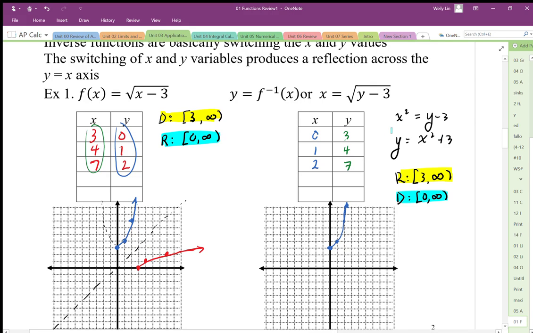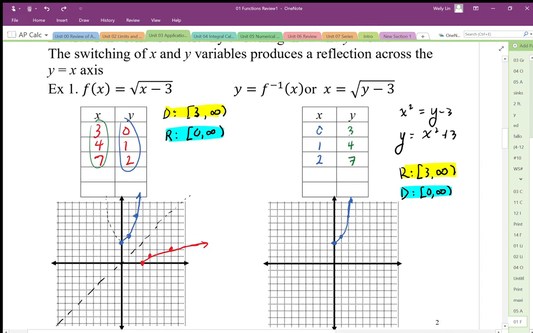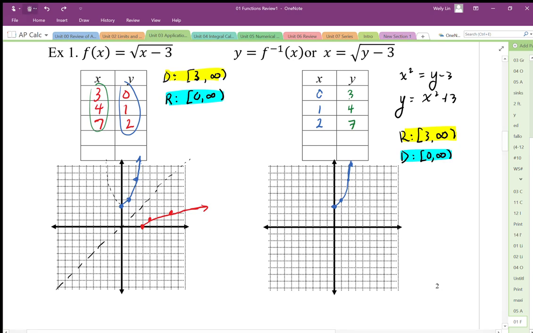Otherwise, we may state that this is the inverse. Well, technically it's not quite the inverse, because there's not a match. The parabola doesn't actually match that red square root function if we were to say that there's the inverse. And same with the other way around. The square root is not the perfect inverse of a parabola.